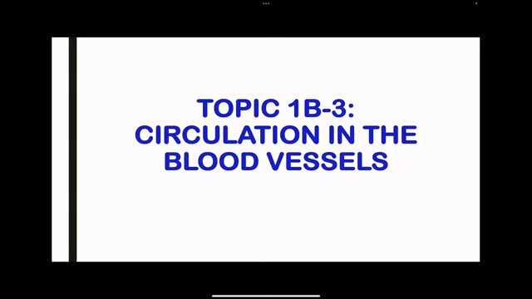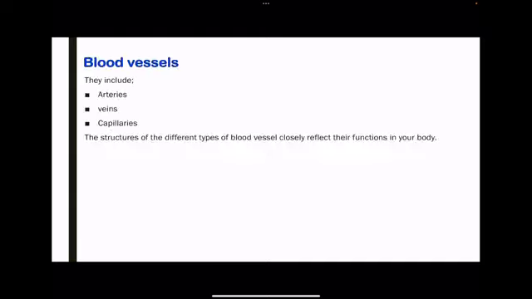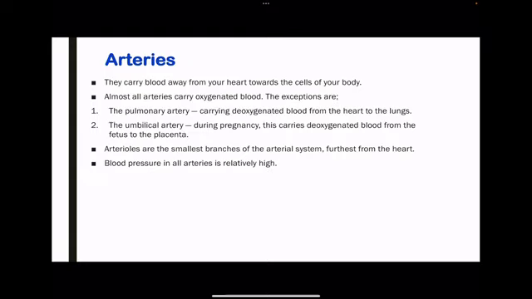Moving on to topic 1b3, circulation in the blood vessels. Blood vessels are of three types. We have the arteries, we have the veins, and then the capillaries. These blood vessels have different structures in order to carry out their functions appropriately, as we're going to see. They're adapted for different functions.